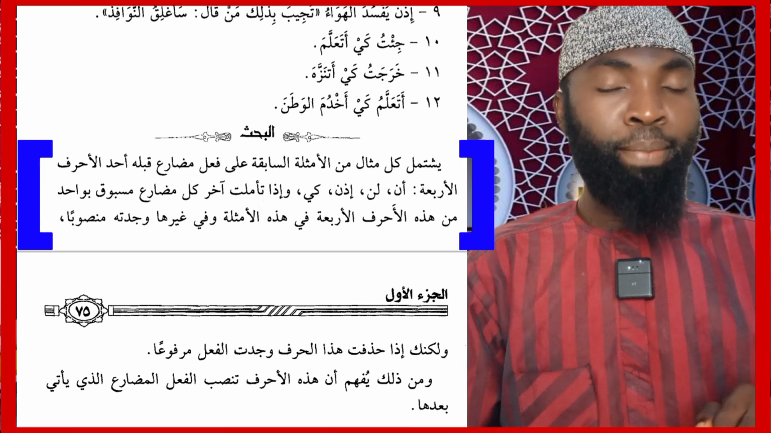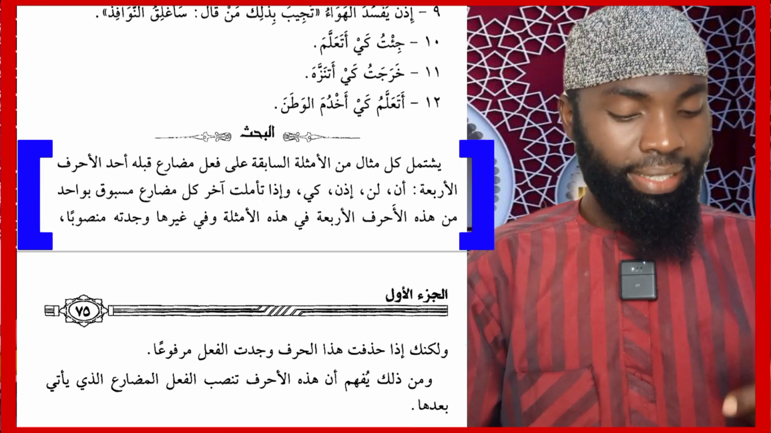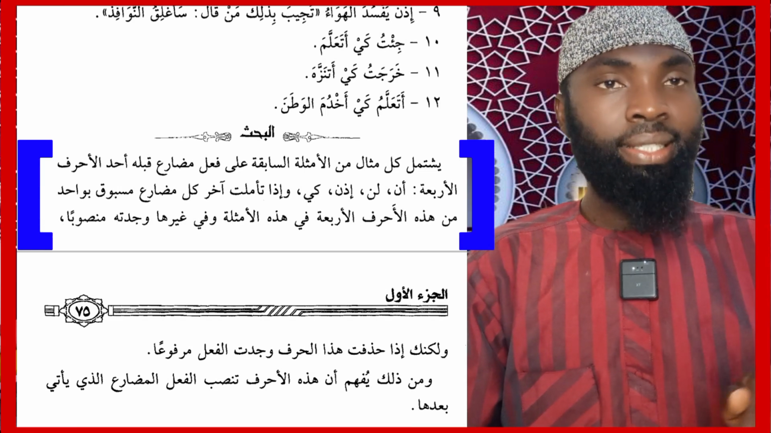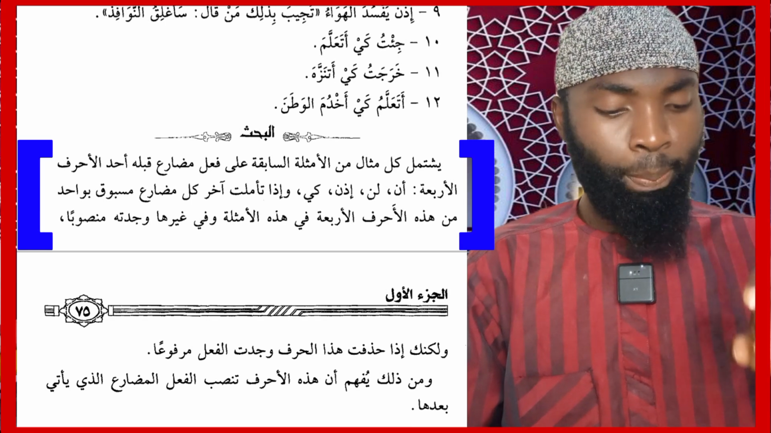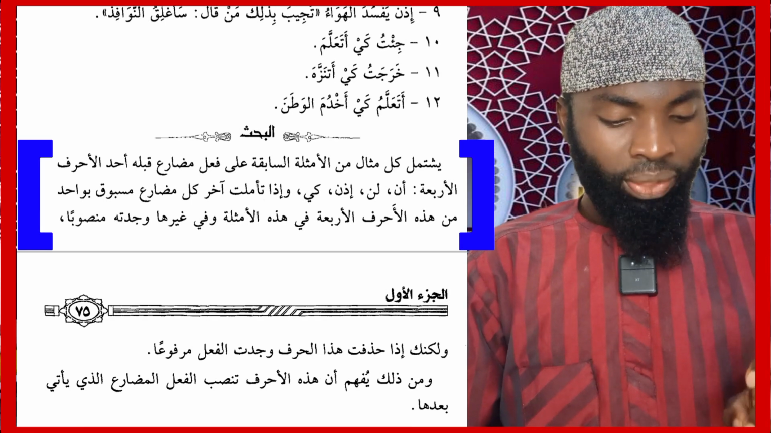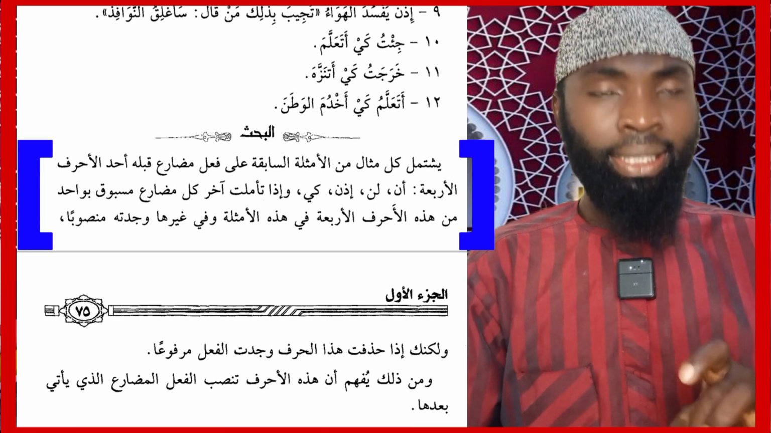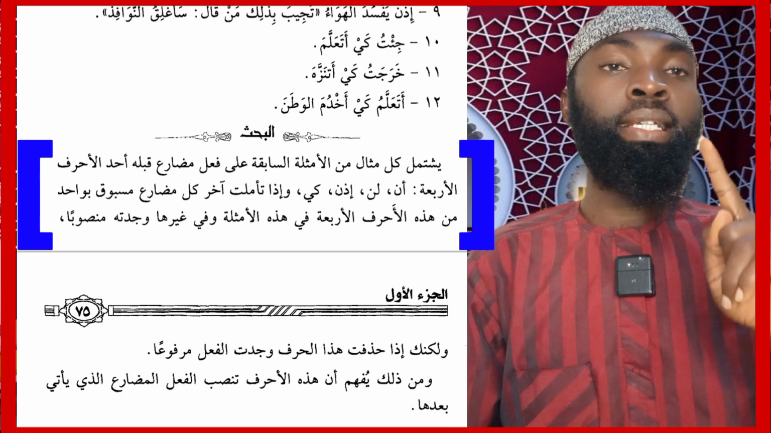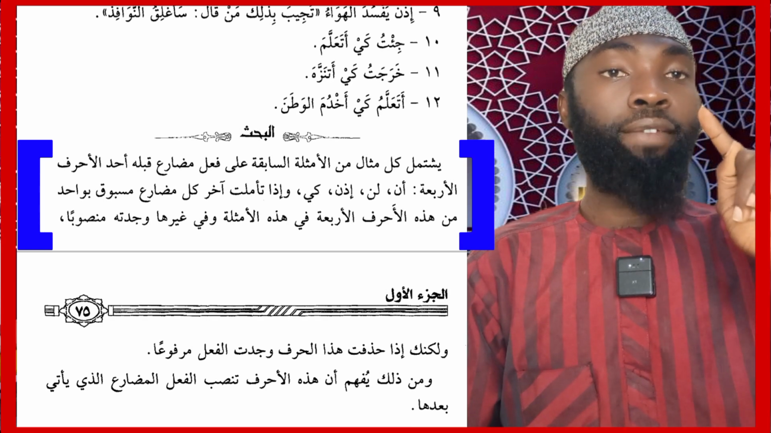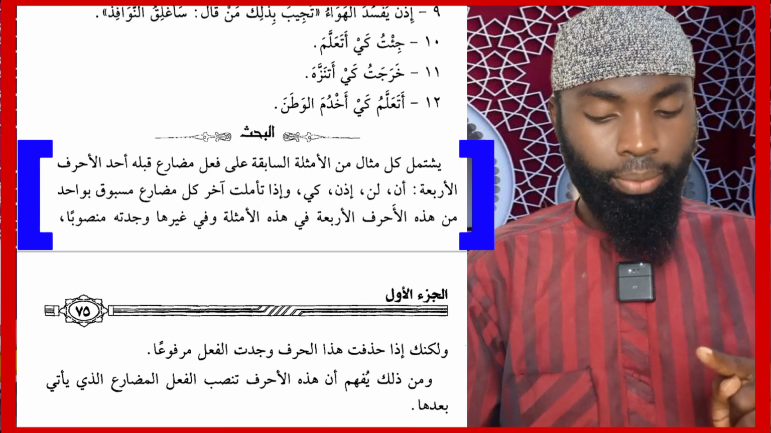يشتمل كل مثال من الأمثلة السابقة. He says that each of the sentences we see in the previous examples from number 1 to 12, each of them contains على فعل مضارع. Each of them contains a what? A فعل مضارع, that is a present tense verb.